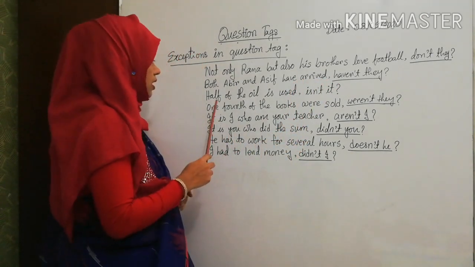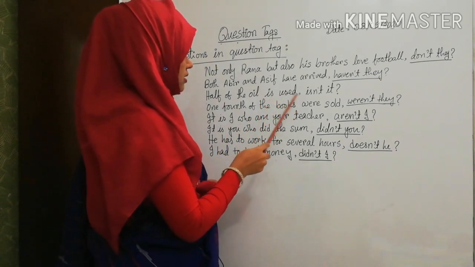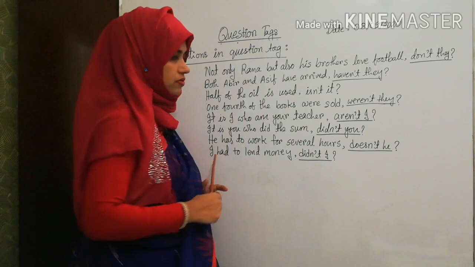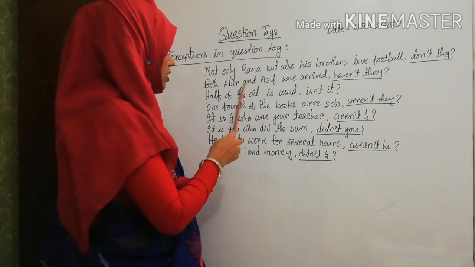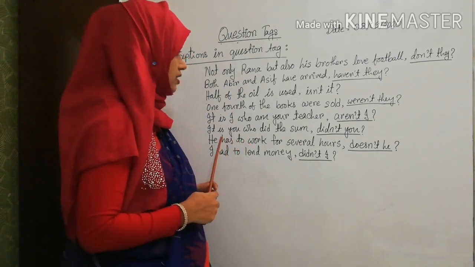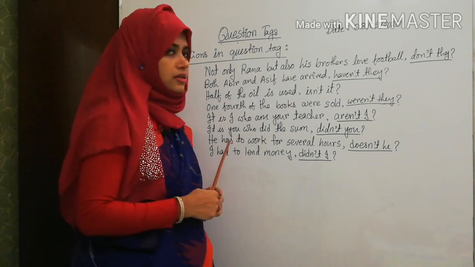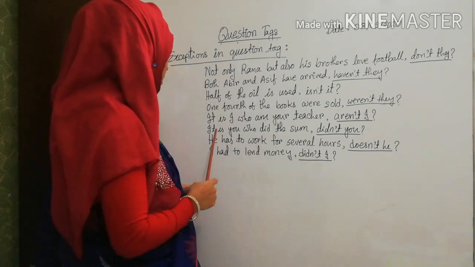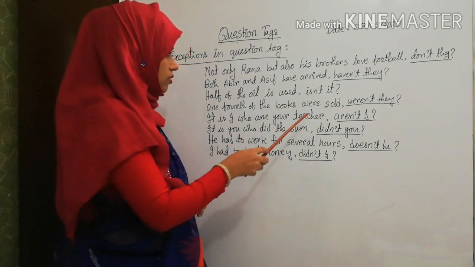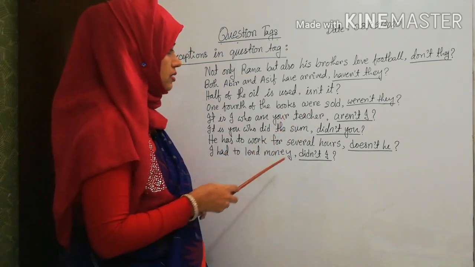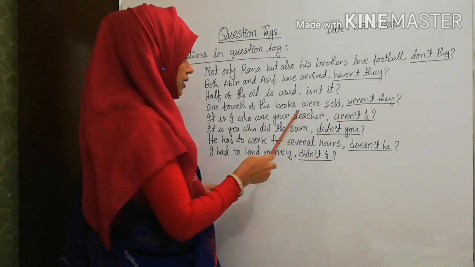question. Then half of the oil is used. So here isn't it, the verb is already given, that is singular verb. For abstract noun or uncountable noun we use it as pronoun. And then 1/4 of the books were sold. So obviously it's a plural sentence, subject is plural, so we are using weren't they.